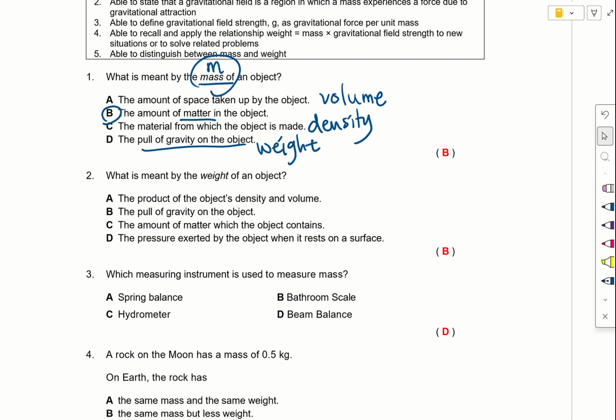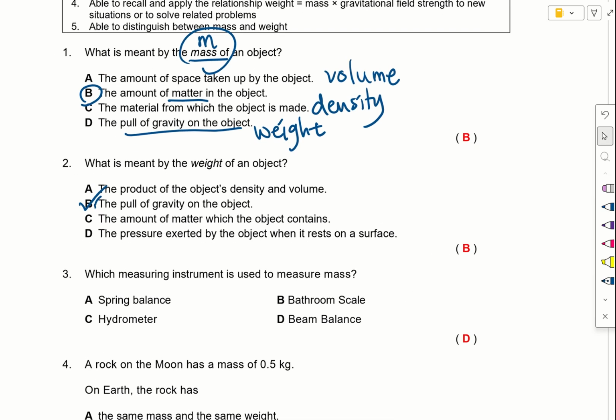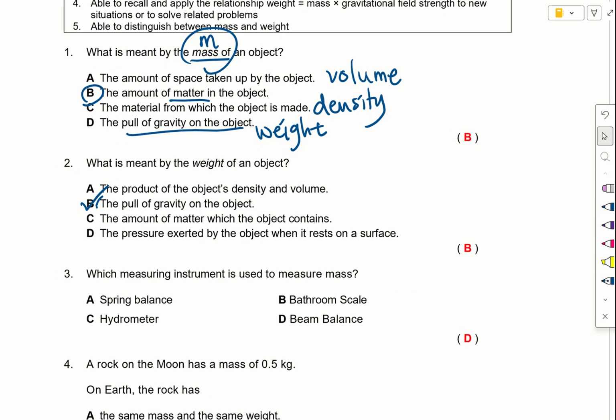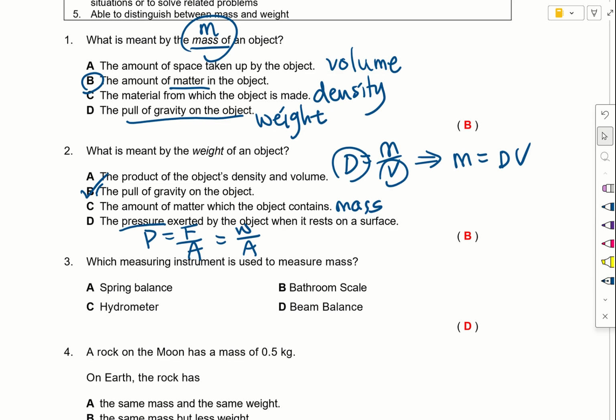Now, what is meant by the weight of an object? Again, it's asking for the definition. It's actually the pull of gravity on the object. The product of the object's density and volume: density's formula is actually mass over volume, so the product of density and volume is actually mass. The amount of matter which the object contains is your mass. The pressure exerted by the object when it rests on a surface is pressure. Just to note, pressure is actually force over area, and if it's downward force, then it can be your weight over your area. But for this question, the answer is B.